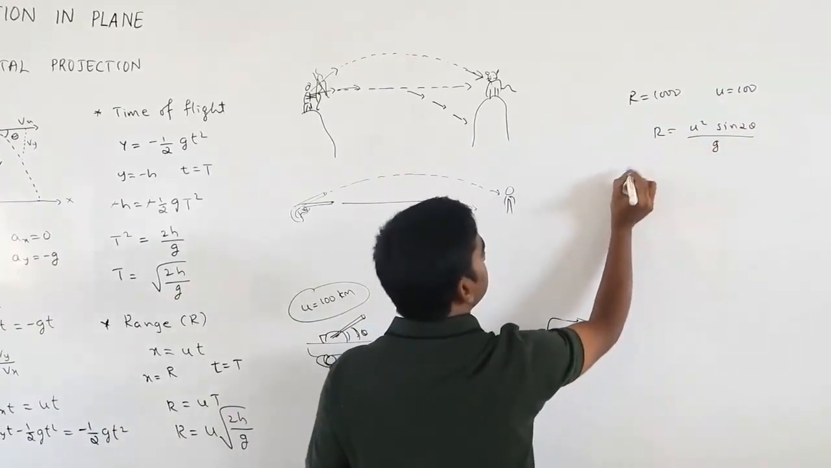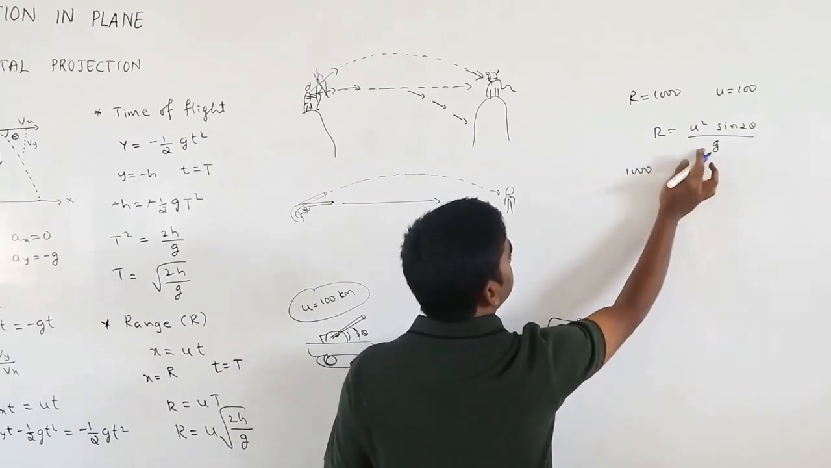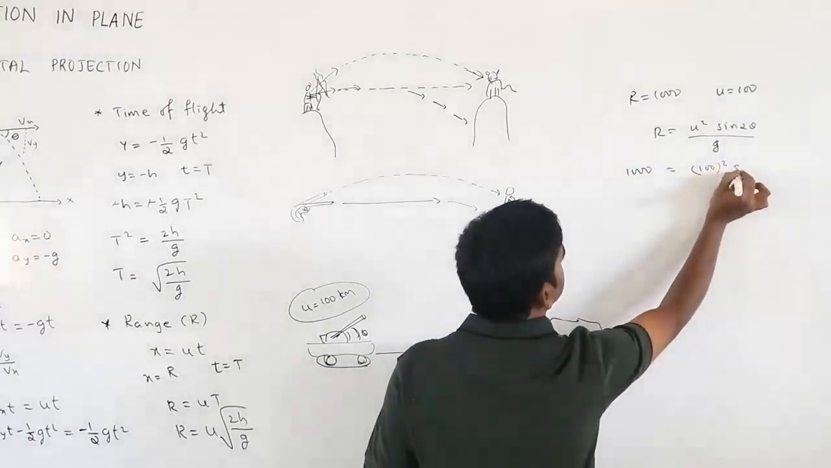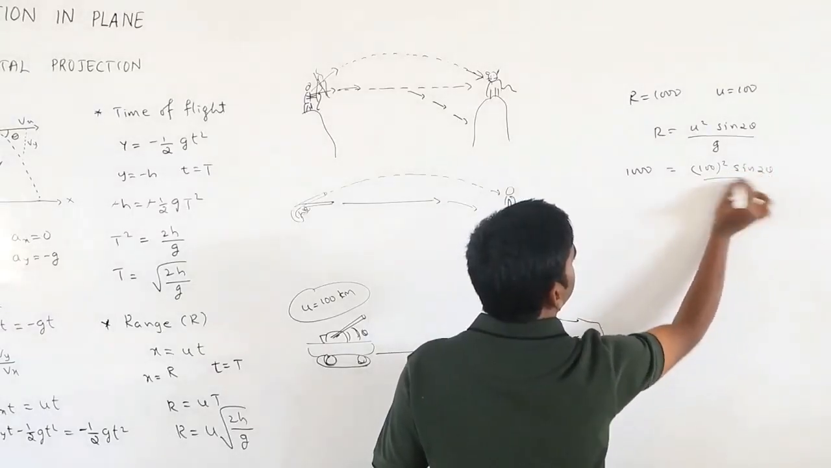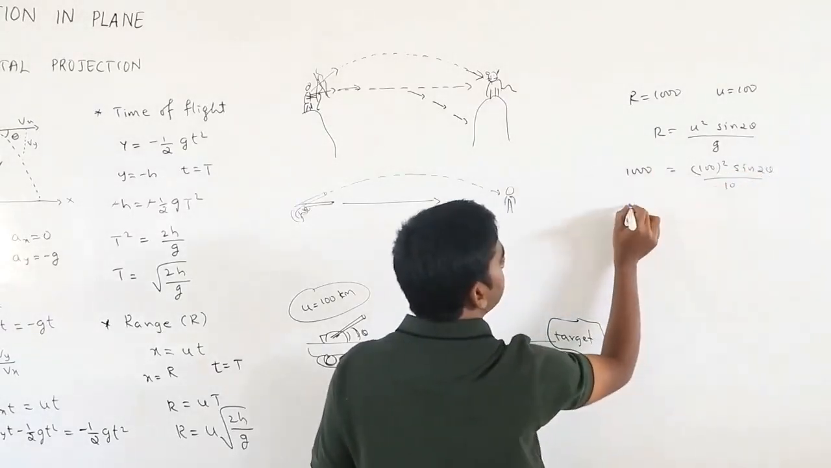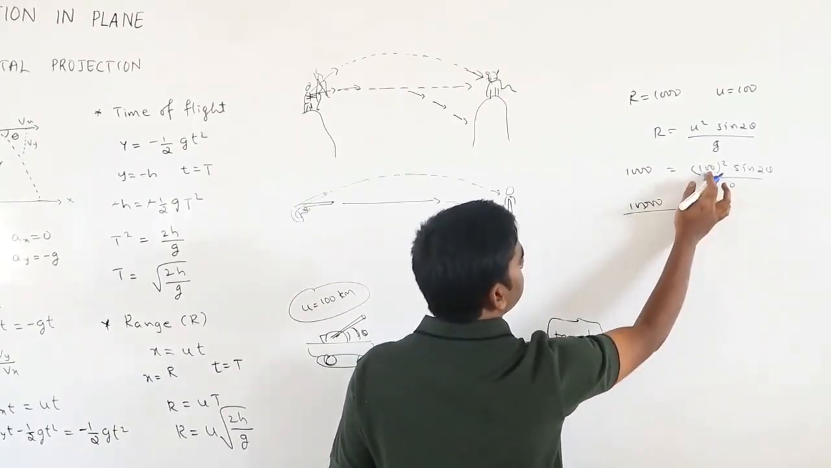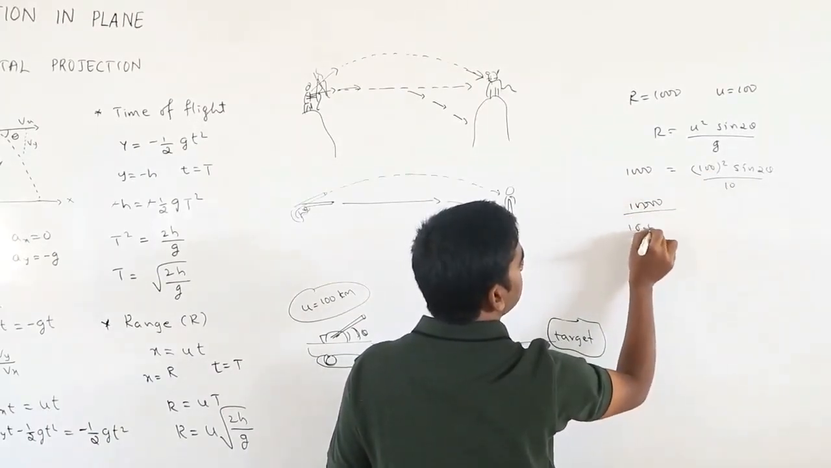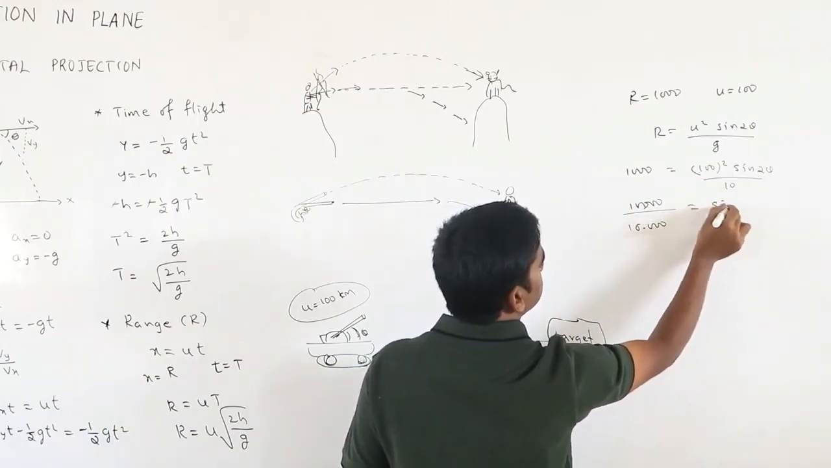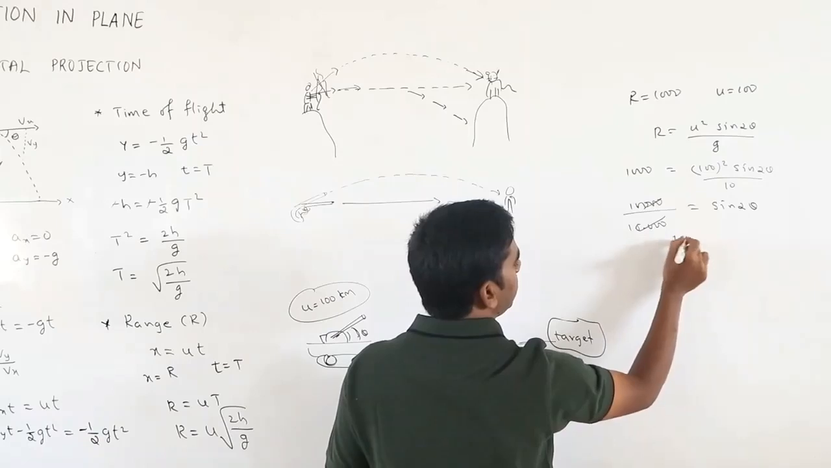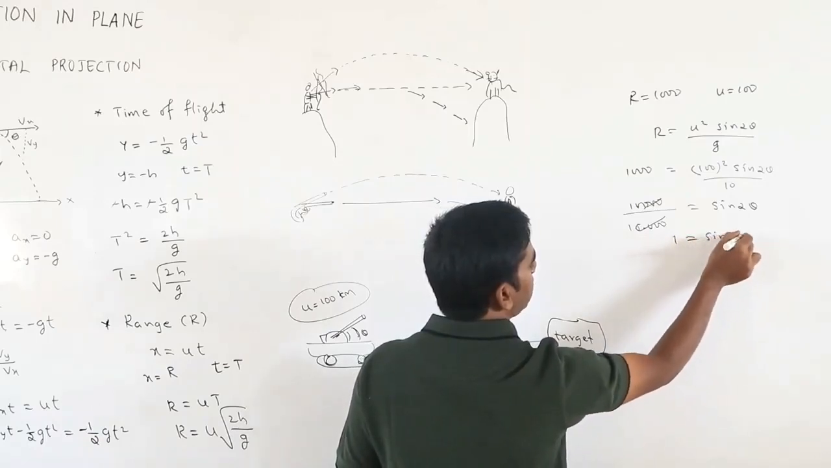So R is, say, 1000. G you can take as 10. So this is 100 square sine 2 theta divided by 10. So the 10 will come here, so this will become some 10,000. 100 square will also become 10,000. So this is sine of 2 theta. So this will get cancelled, and this will become 1 equals sine 2 theta.